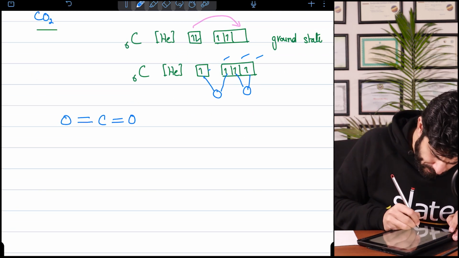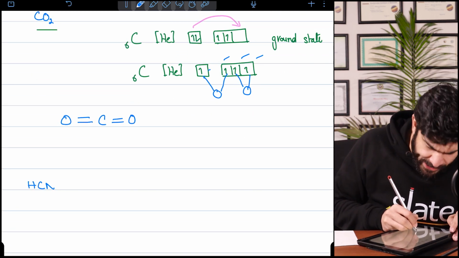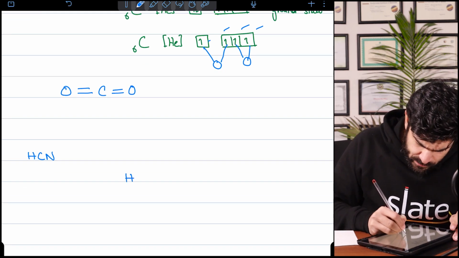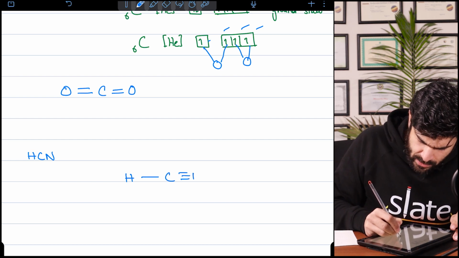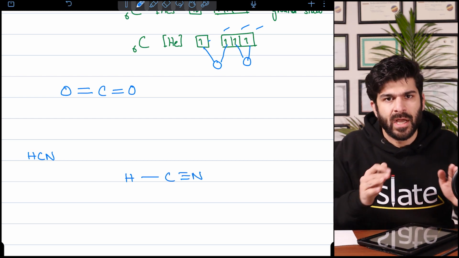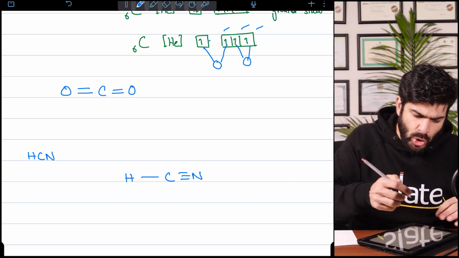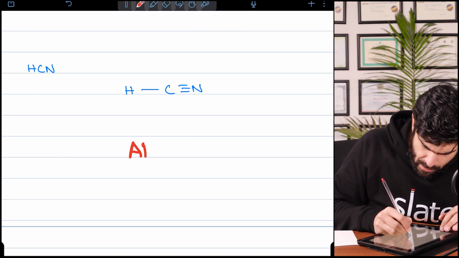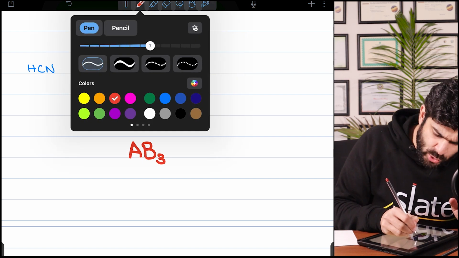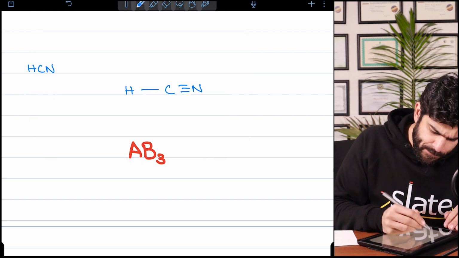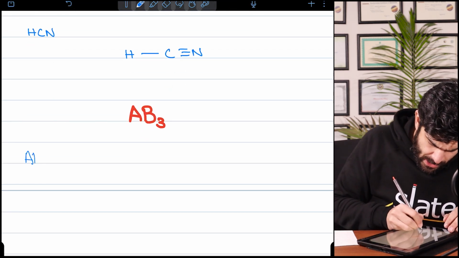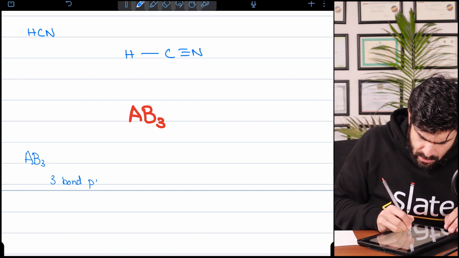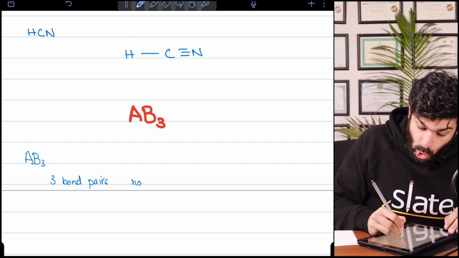Let's take another example of hydrogen cyanide. Carbon is again there with 4 bonds. So H, C, N, linear shape. That is simply AB2. Let's talk about the other type, AB3. AB3 has 2 different types. One is simply AB3, 3 bond pairs, no lone pairs.